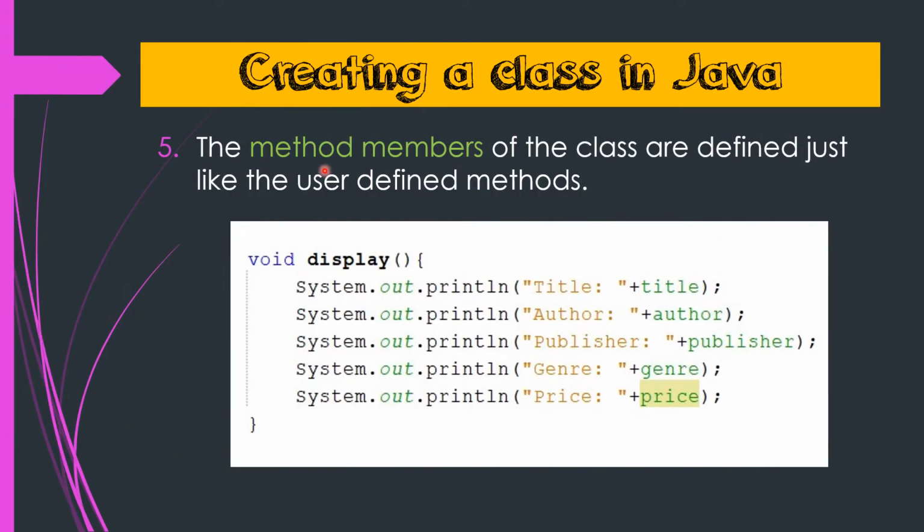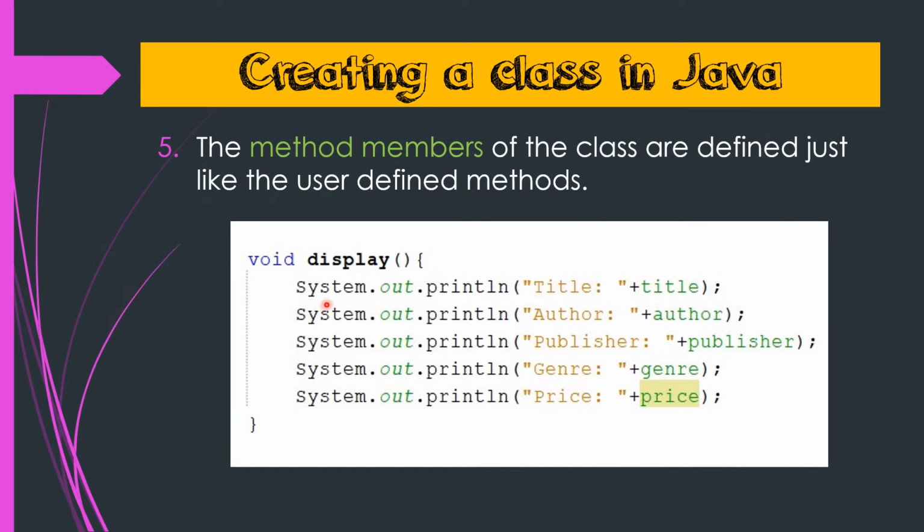Now, how do we define the method members? As we learned in our previous video about user defined methods, in a similar way we have to define the method members also. So what was the method member in this example? It was display. Here is our method member, and here is the coding that we are going to use for it.